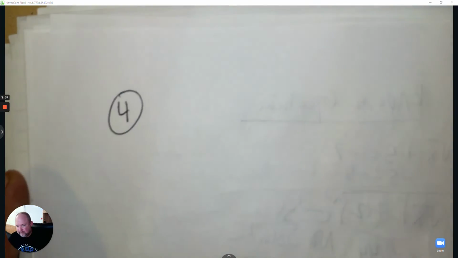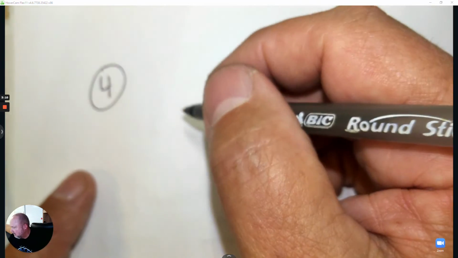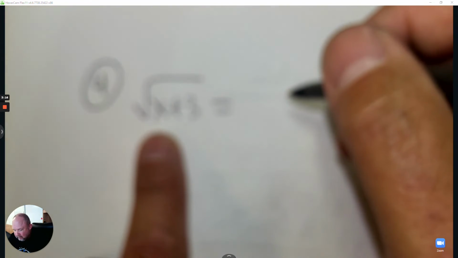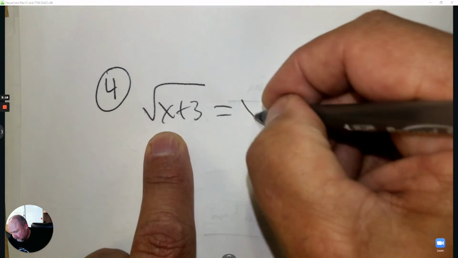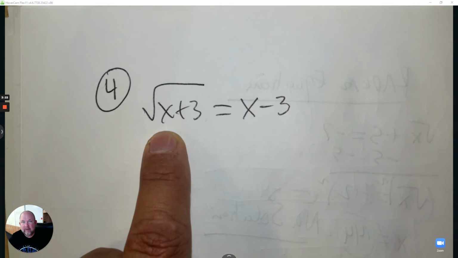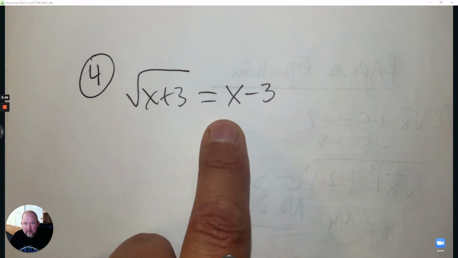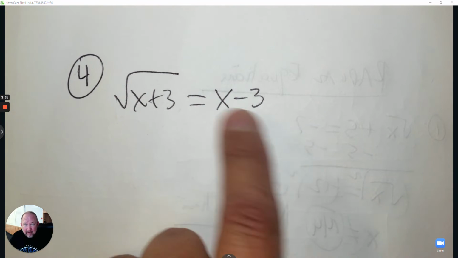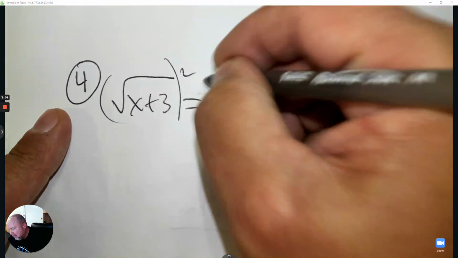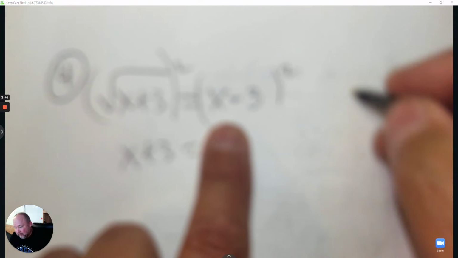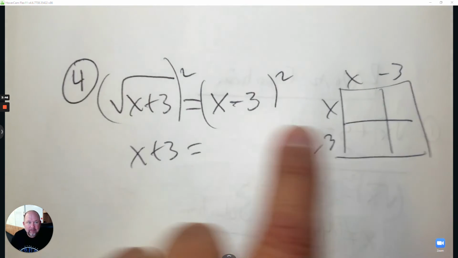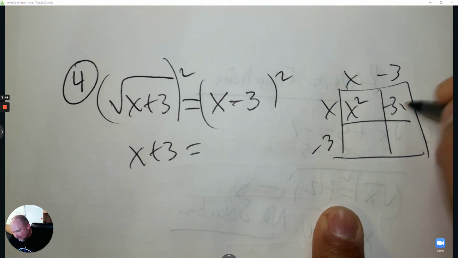Let's look at another example. How about one where you have to FOIL? Make sure it works. I think this will work. So here's one where you have to FOIL in order to work. So the square root's already by itself. It's equal to a binomial on the other side. So when I square both sides to undo the square root, on the right side, I'm going to have to FOIL in order to solve it. So x minus 3 times x minus 3. I'm going to have to FOIL that.